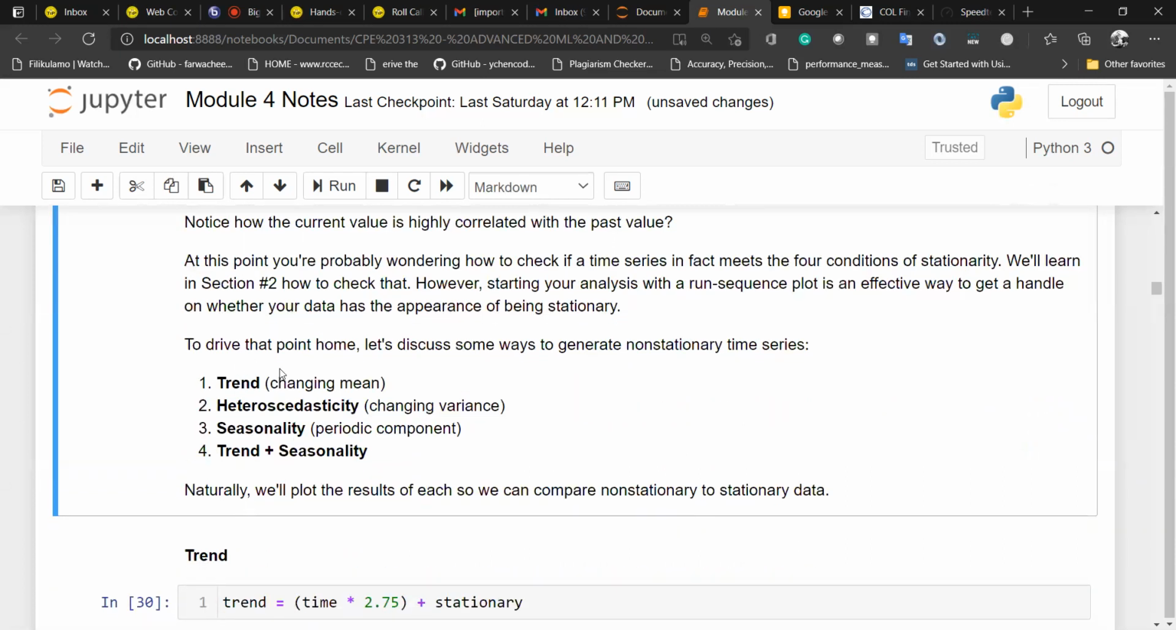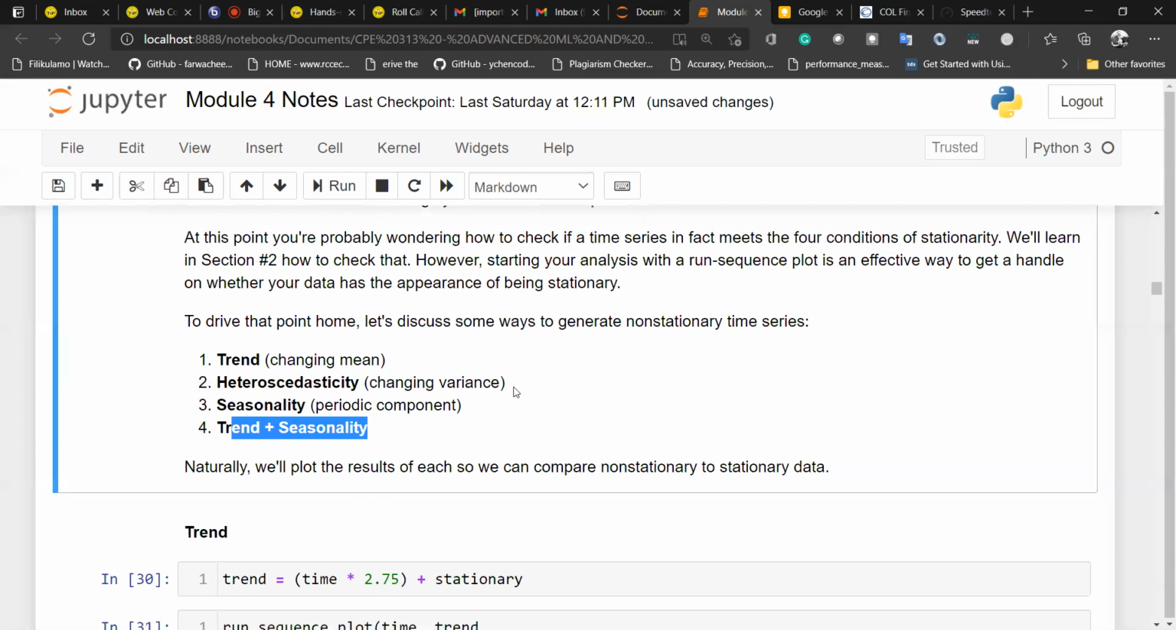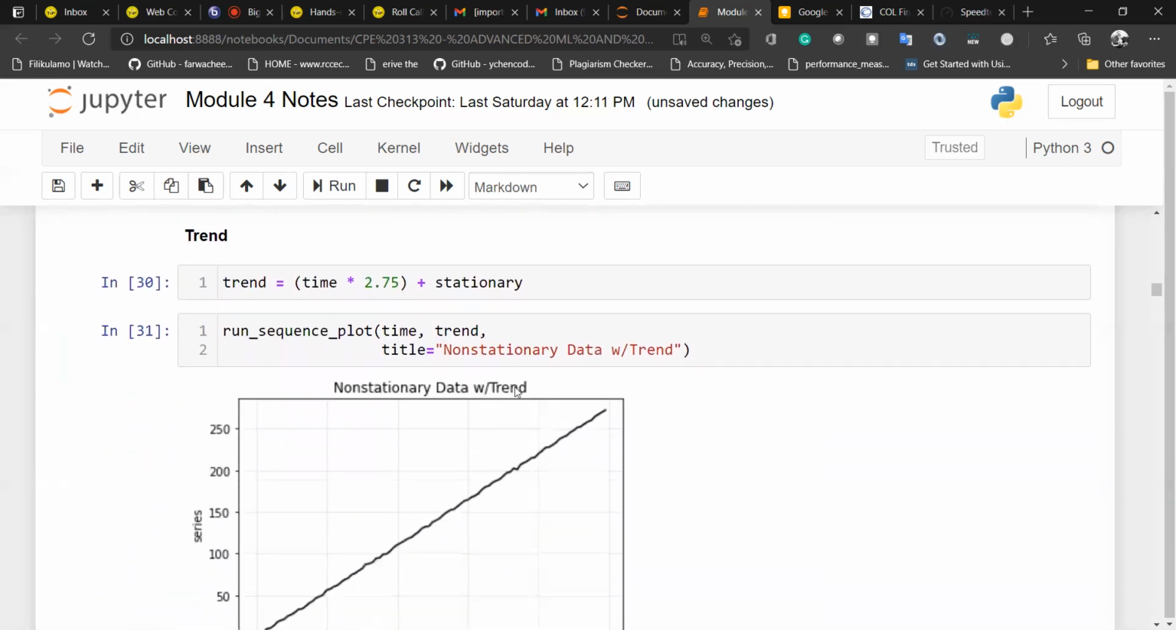So when we have a trend, that means the mean changes. When we have heteroscedasticity, the variance changes. And when we have seasonality, we have a periodic component. Okay? And then of course, we can add the trend and seasonality for a particular time series. So we will plot the results of each so we can compare non-stationary to stationary data. So how do we do that?